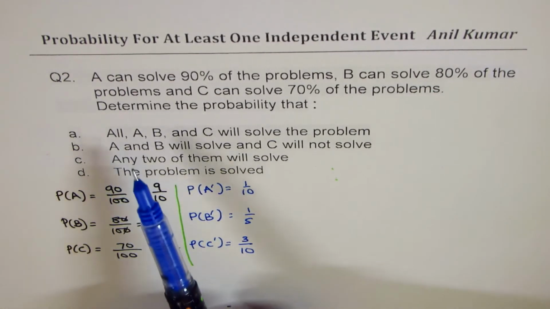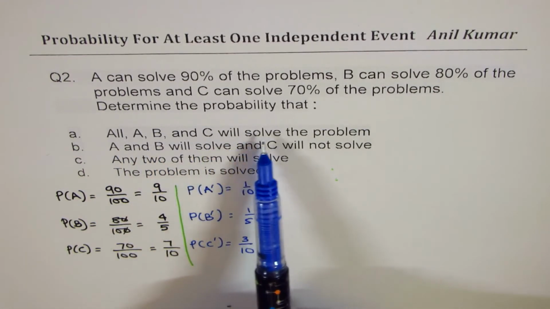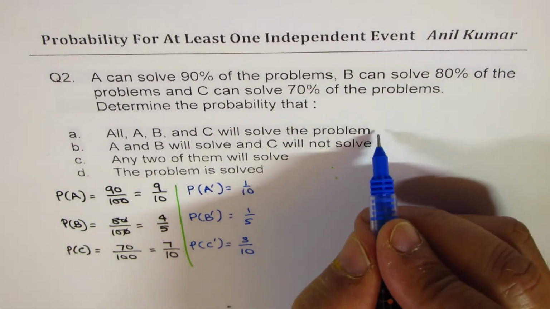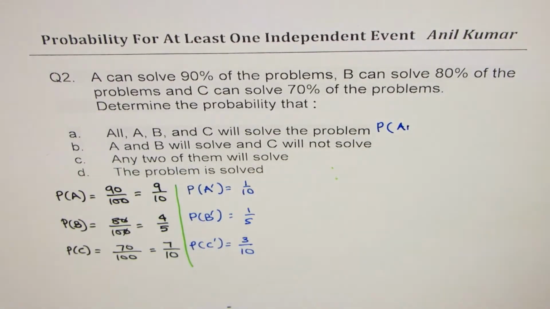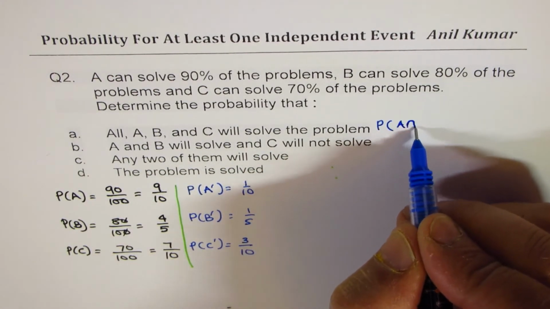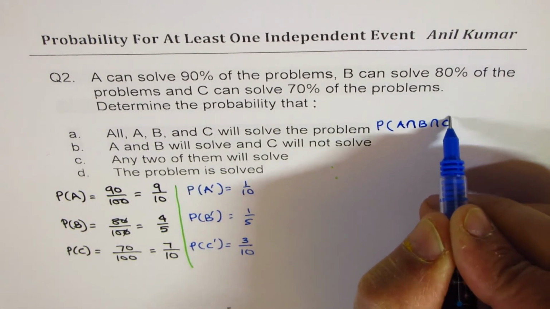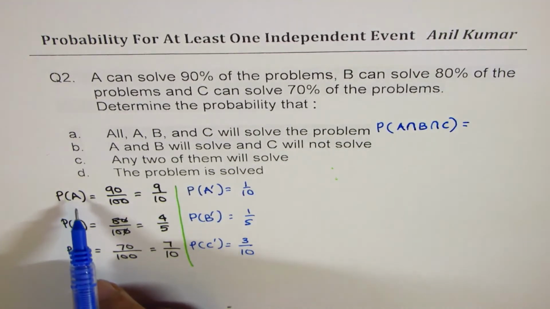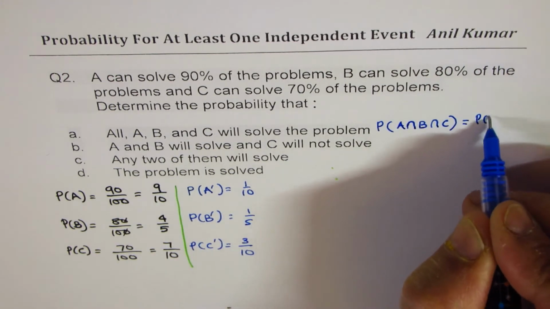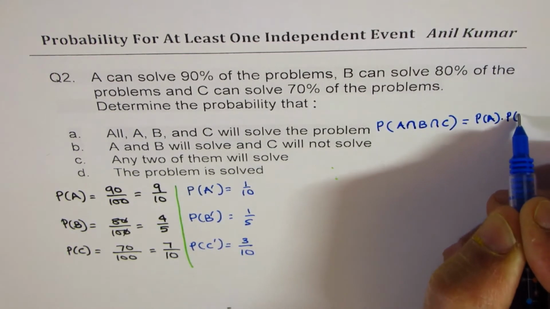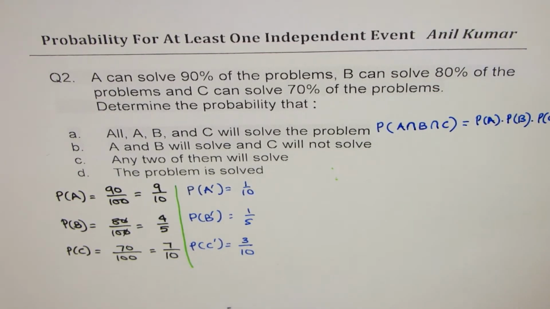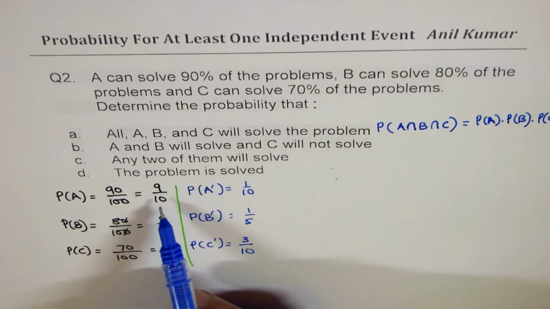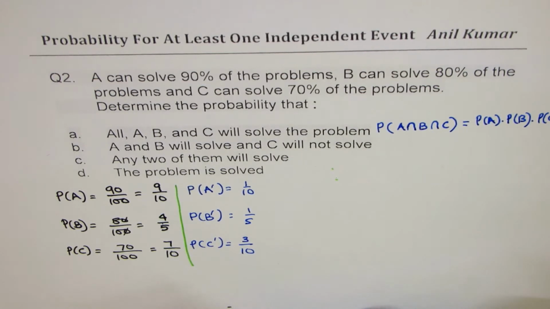Now, A. All A, B, and C will solve the problem. So that means we are looking for probability of A. We are saying all will solve the problem, right? So that means intersection B and intersection C. That means we have to multiply these 3 probabilities, right? So we get probability of A times probability of B times probability of C as our answer. Is that clear to you, right? Now, you can always calculate this. We have to multiply these 3 to get our solution.